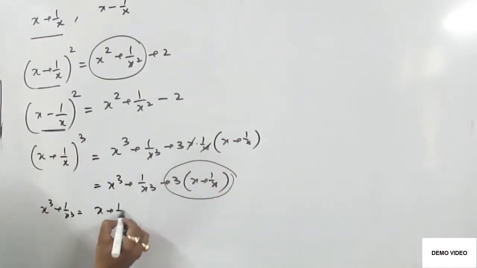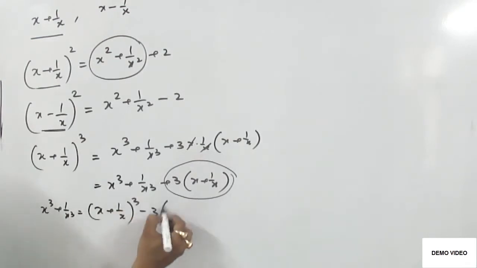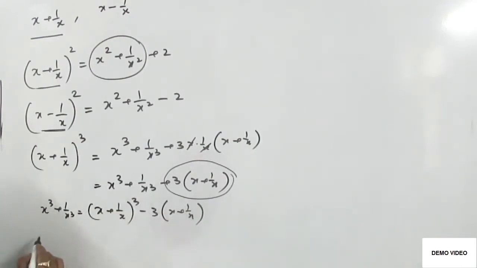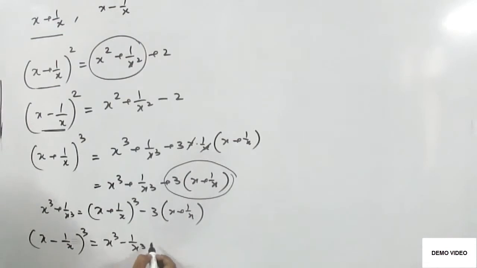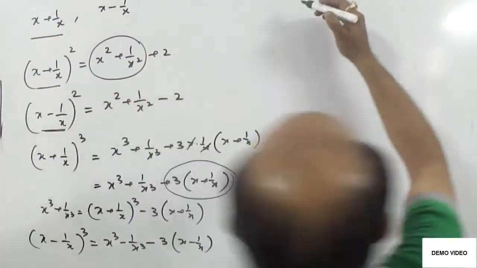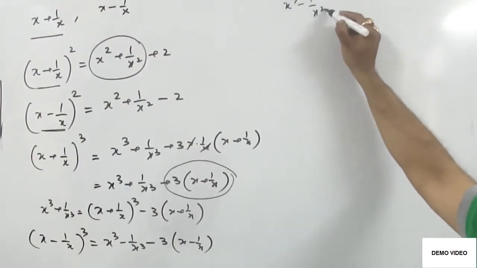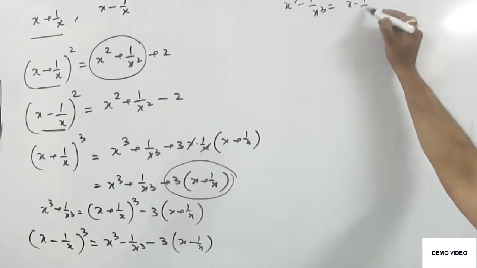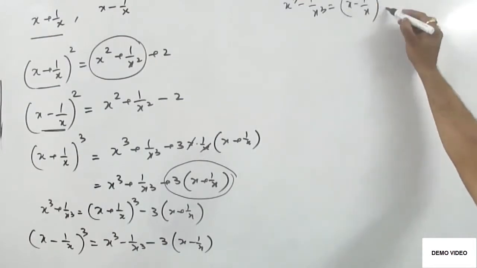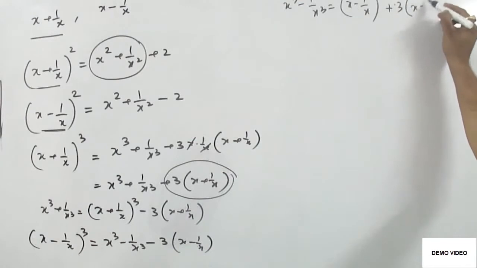Same way, the formula for minus: x minus 1 upon x whole cube is equal to x cube minus 1 upon x cube minus 3, same way x cancels, times x minus 1 upon x. And when you shift this value to the left side, we will get the formula as x cube minus 1 upon x cube is x minus 1 upon x whole cube plus 3 times x minus 1 upon x. Friends, these four formulas are very important for you. This and this formula and this.